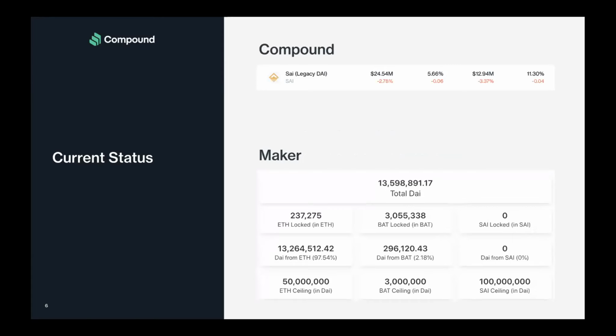Now, lastly, I'd like to walk you through the current status of the markets as of this morning. There's currently 24.54 million Psi supplied to Compound, yielding 5.66%. There's currently 12.94 million Psi being borrowed from Compound at an interest rate of 11.3%. The Dai marketplace does not yet exist on Compound.